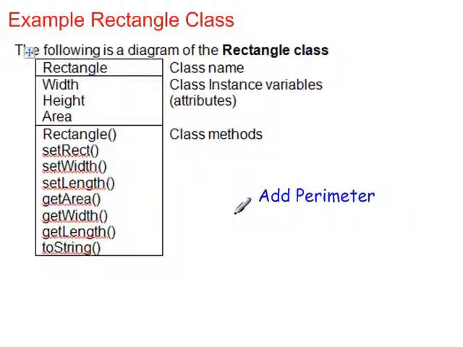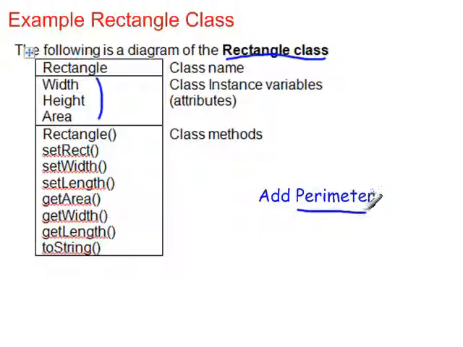This is another video on software design development and object-oriented programming, and today I'm going to look at modifying some existing code. We have a rectangle class, and this rectangle class currently has attributes of width, height and area, and a number of class methods to modify and access those attributes.